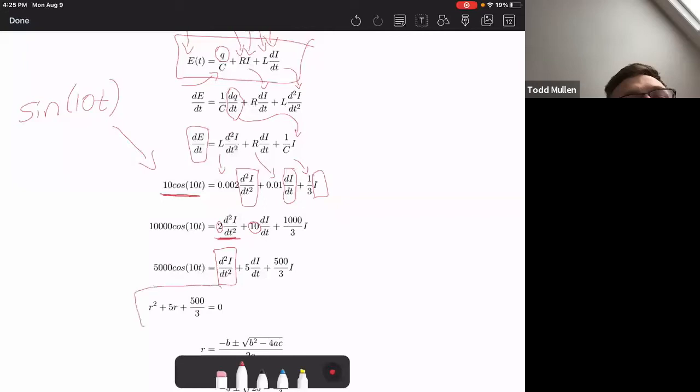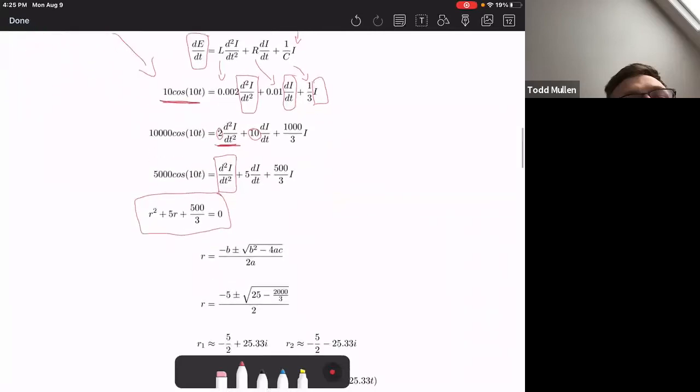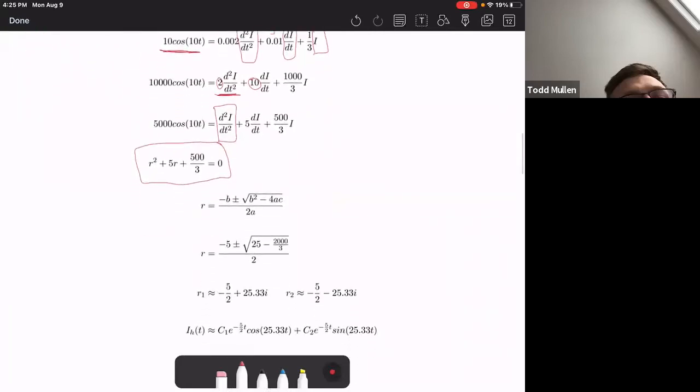So we now have our auxiliary equation as r squared plus 5r plus 500/3 is equal to 0. So let's find our solutions. We get that r is approximately equal to -5/2 plus 25.33i and -5/2 minus 25.33i. You'll notice in these real world problems, it's fine to round to a few digits and not get very exact because we need to know approximately what the answer is.